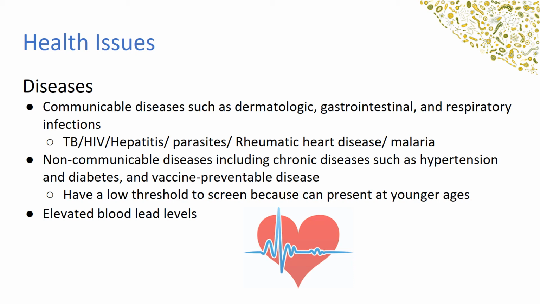Experts recommend that physicians have a low threshold to screen for chronic illnesses such as hypertension, diabetes, dyslipidemia, because they often present at younger ages in immigrants. Additionally, depending on where the immigrant is from, there are areas of the world with elevated lead in the blood, and so this is particularly important for children. Physical health issues aren't alone. There are also mental health issues, and these are associated with immigration and life here in the US as well.